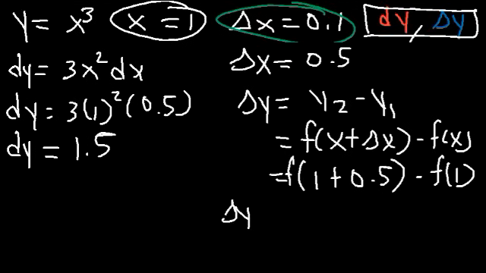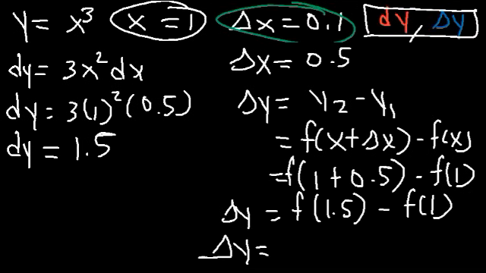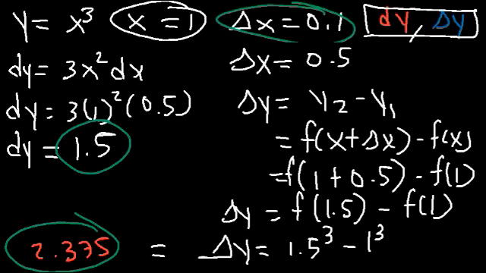So delta y is f of 1.5 minus f of 1. So that's 1.5 to the third power minus 1 to the third power. So 1.5 to the third power is about 3.375 minus 1. So delta y is equal to 2.375. So notice that these two values are not that close because delta x is large.